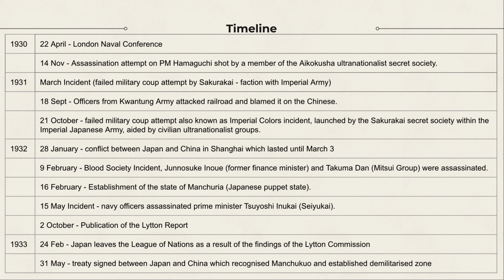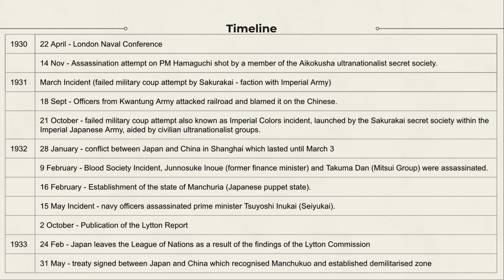We then see on the 18th of September, officers of the Kwangtung Army are going to attack a railroad and they blame it on the Chinese. This is known as the Manchurian incident. We're going to talk about that in quite a bit of detail. And then we have a series of skirmishes, infighting, political coups, assassinations, until we get to the establishment of the state of Manchuria, which is the puppet state. It's called Manchukuo.